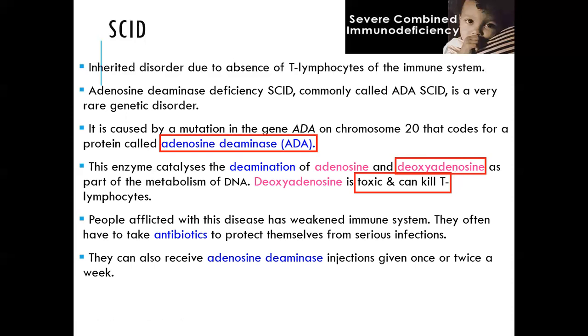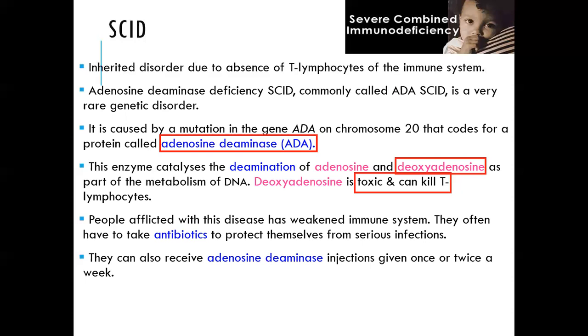Okay, so if given a choice, will you choose to take antibiotics or adenosine deaminase injection? Which one? Adenosine deaminase. Or I give you another choice. Why not I add a normal ADA gene into your cell so your cell can produce the enzyme? That's called gene therapy. Any gene you have a defect in, I just add a new one which is normal, then your cell functions normally, right?